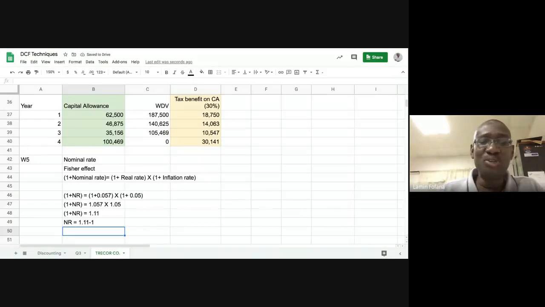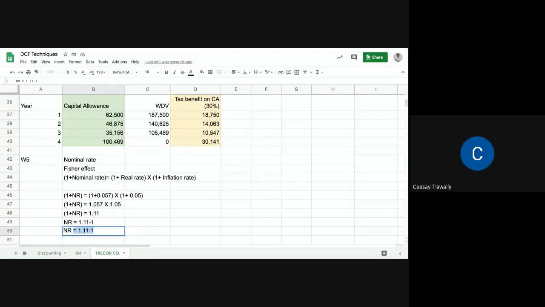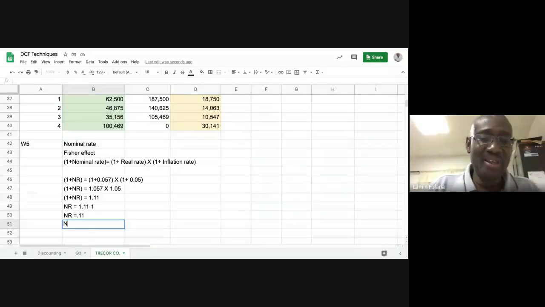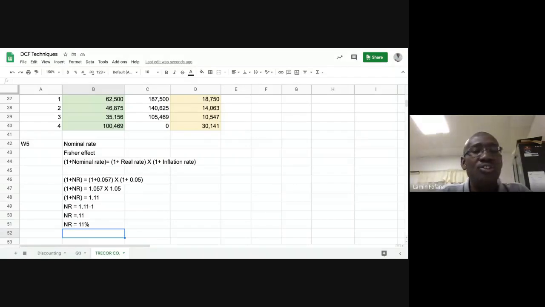Okay, so now we are not doing any accounting there. So please, if you don't know this, blame your maths teacher, yeah? So what is NR now? NR is 0.11. And what is 0.11? 11%. There you go. So NR is 11%. So we are going to use 11% as our cost of capital to discount our cash flows.